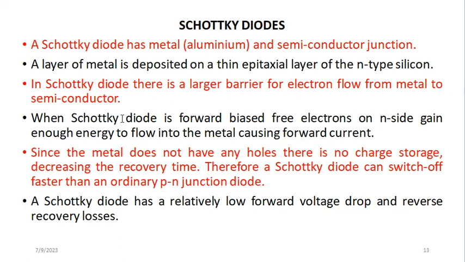And whenever this Schottky diode is forward biased, the free electrons on the inside will gain enough energy to flow, because the metal will assist in pushing them to flow faster because of the conductivity of the metal. And because the metal has only free electrons and doesn't have holes, there is no charge storage, because it is only when you have holes that you can store charge together with the electrons. But in the metal region, we don't have holes, therefore there is no charge storage. So this decreases our recovery time.